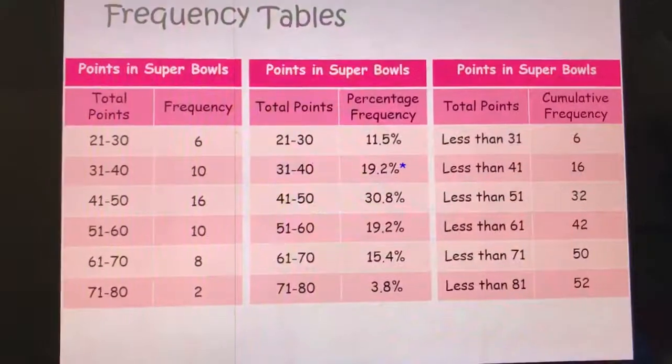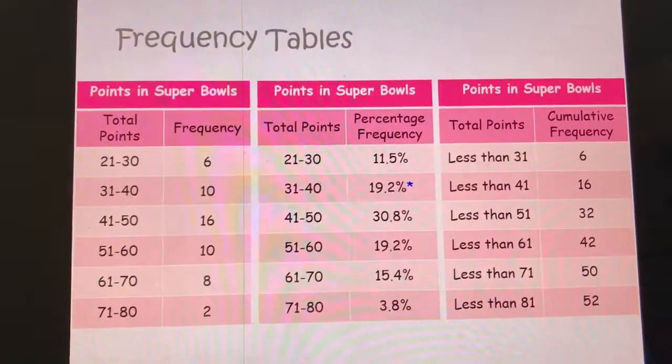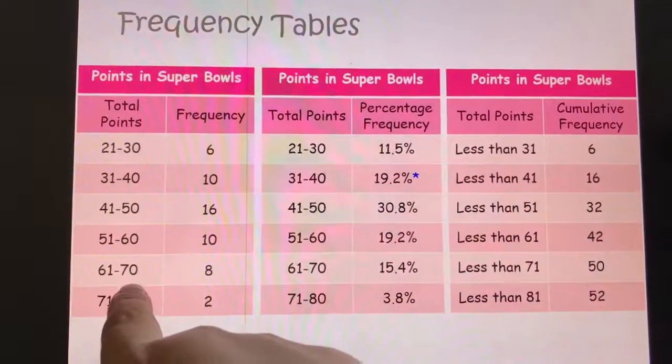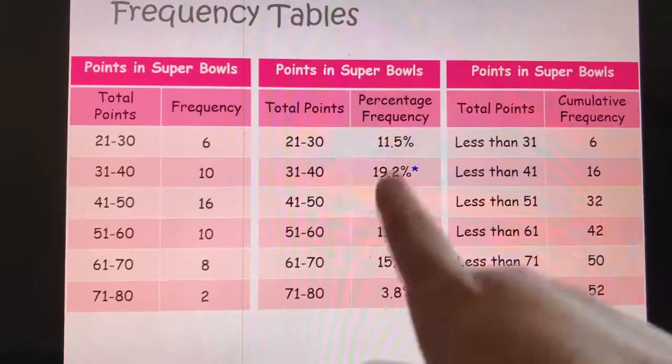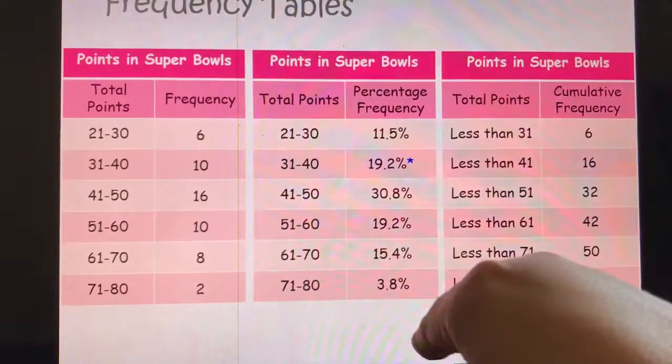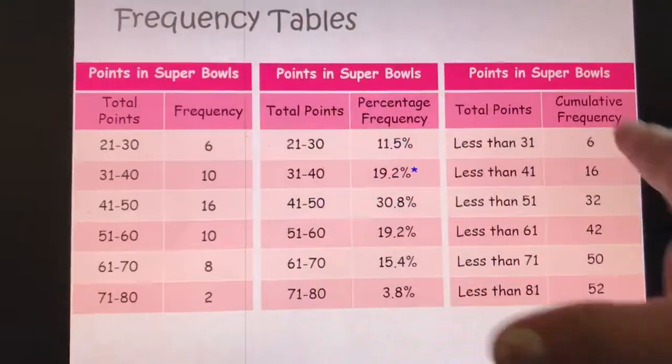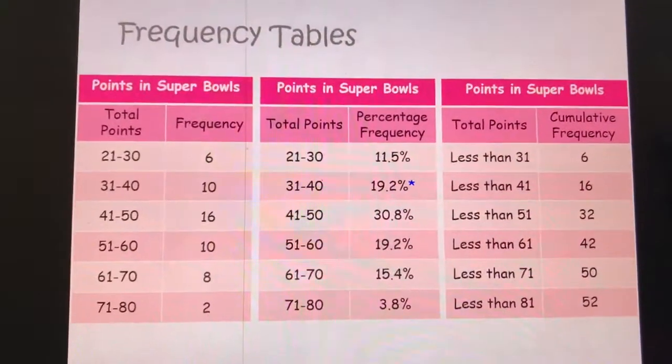So just so you can see the different frequency tables side by side here, you've got your regular frequency distribution. You've got this one's percentage frequency, the relative frequency. You could do decimals or fractions, too, it doesn't matter. And then there's your cumulative frequency.